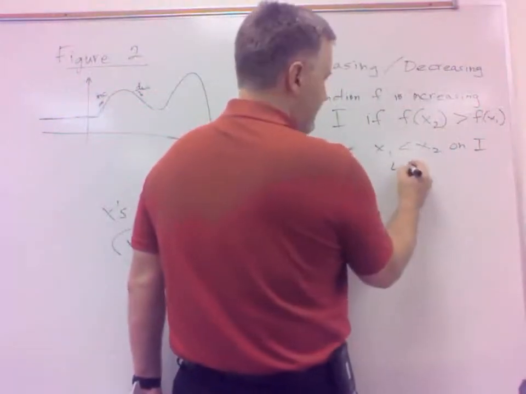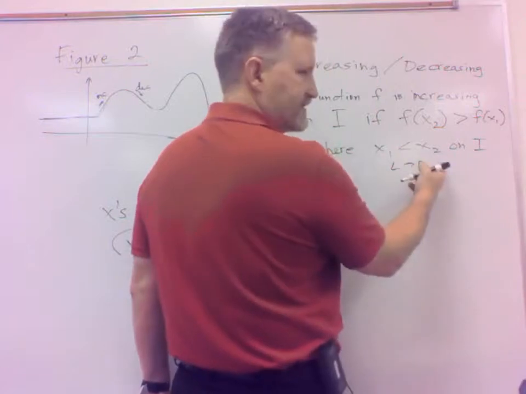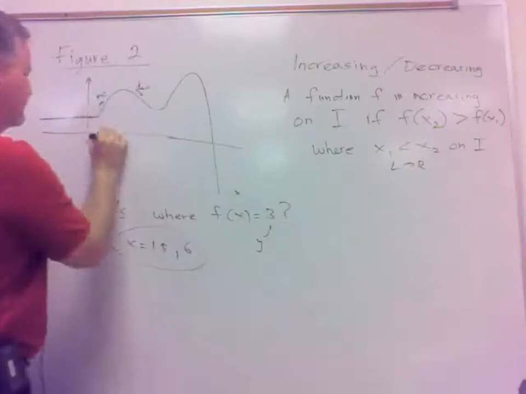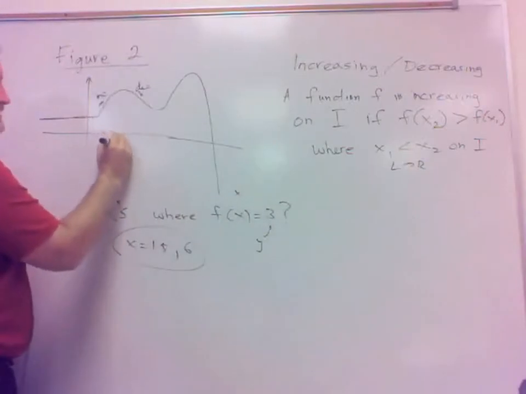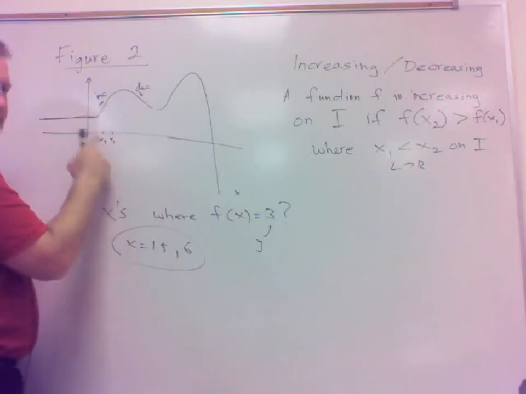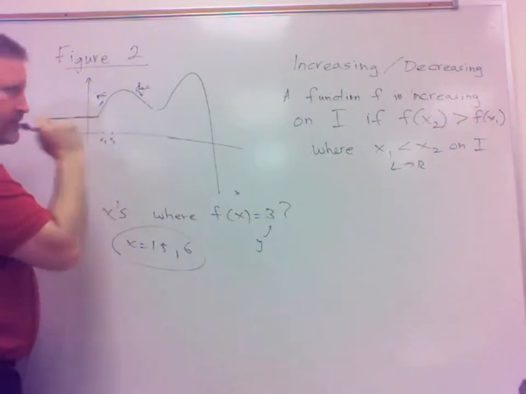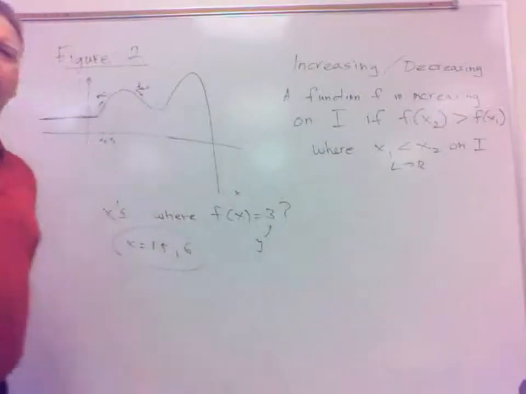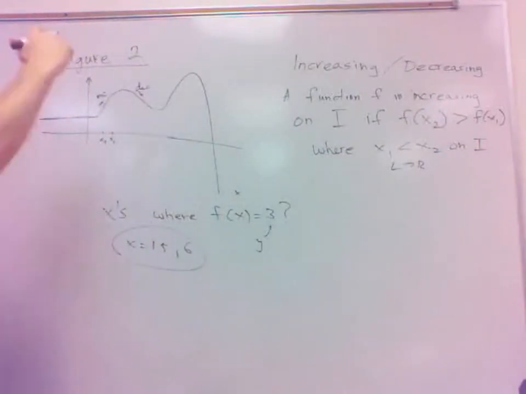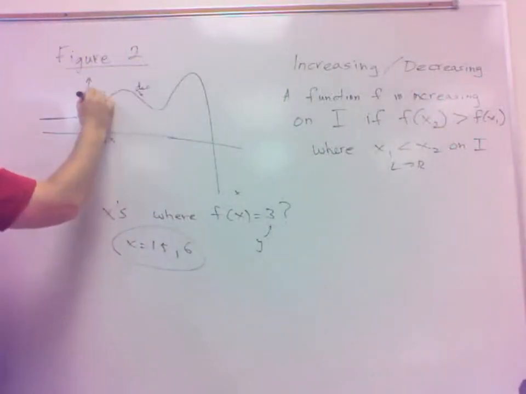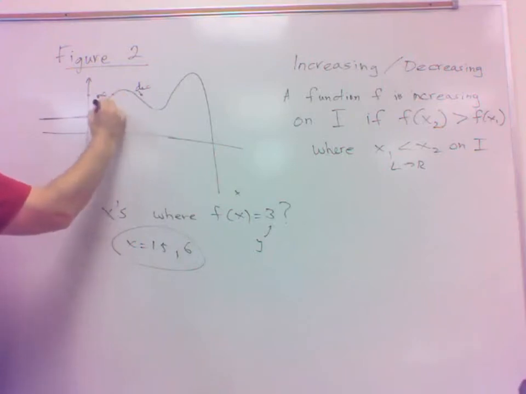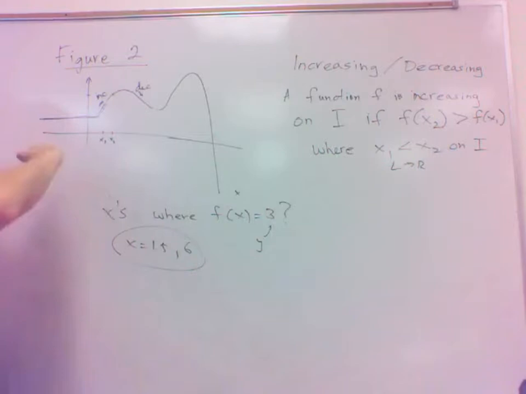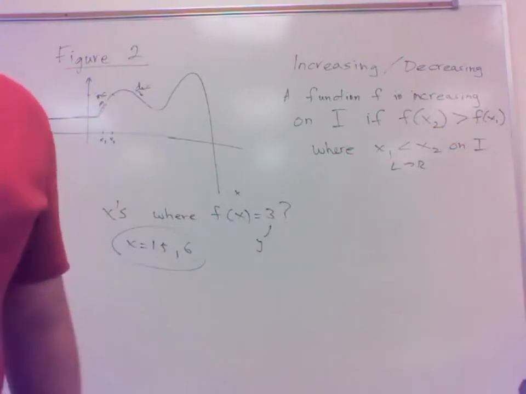We're going left to right. x1 is less than x2, so my x1 is here. My x2 then is, the x1 is less than x2, so I'm going left to right. What this means is then the f(x2) is greater than the f(x1). So it's increasing as far as the function value goes. The function value is greater for f(x2) than it is for f(x1). That's all that means. So it's increasing. It's increasing in that the function value is increasing.